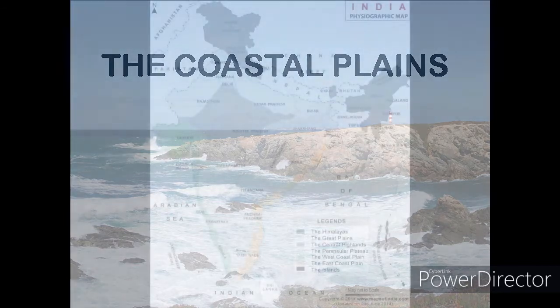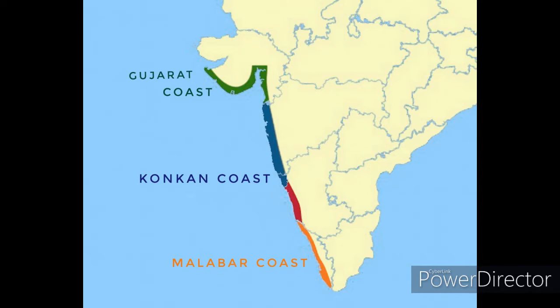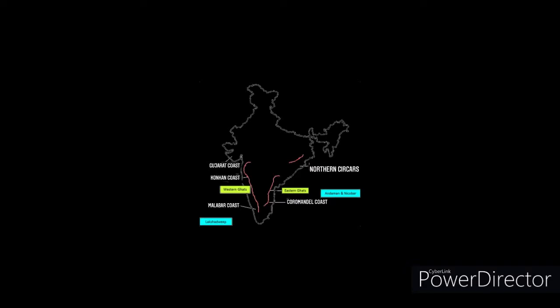Today we'll be learning about the coastal plains from your chapter number 3, the Northern and Coastal Plains. India is blessed with a very long coastline. It begins from the Gulf of Kutch and ends at West Bengal. Starting from the Gulf of Kutch, it moves southward along the borders of Maharashtra, Goa, Karnataka, Kerala, and touches Kanyakumari, the southernmost tip of the Indian mainland.